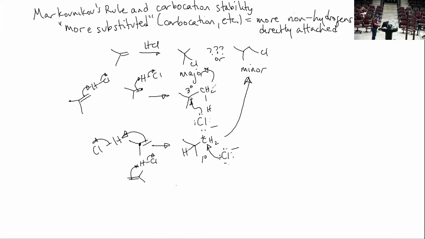Would tertiary lead to a major product and primary lead to a minor? Yes, that will always be the case, but I didn't necessarily know that I was going to have a tertiary and a primary. If one of them turned out to be tertiary and one secondary, the tertiary would win. If one were secondary and one were primary, the secondary carbocation would win. So again, I don't want you guys memorizing rules. I want you applying knowledge. That's the way to succeed in this class.